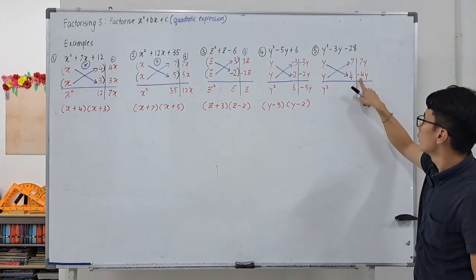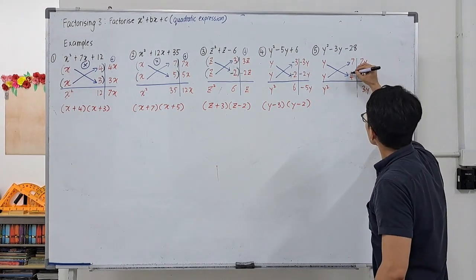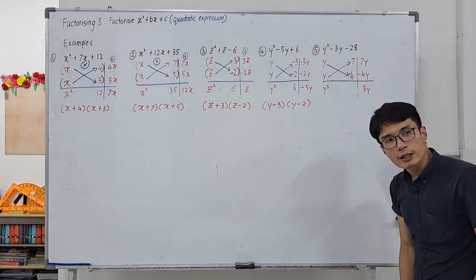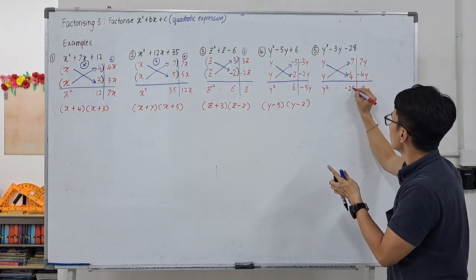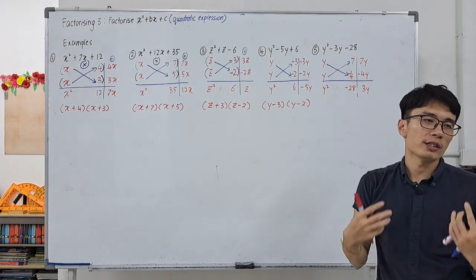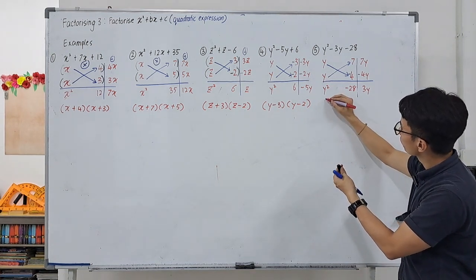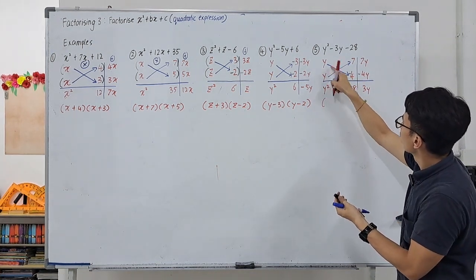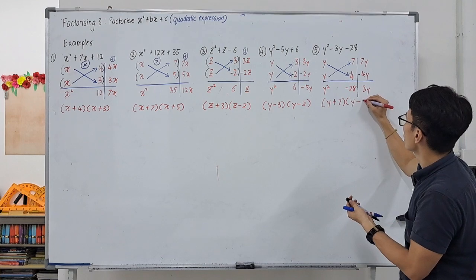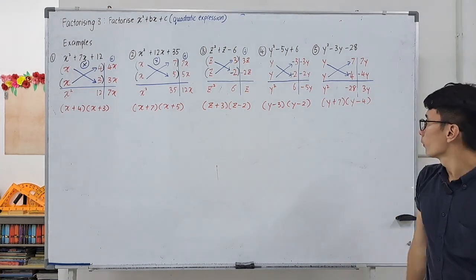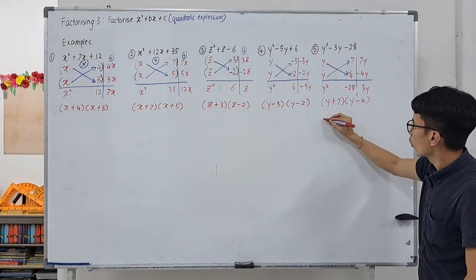So if I put a negative here, this 4 is going to be negative as well, right? So true enough, this times this will give me negative 28. See how the negative sign will reveal itself eventually? So what do I have right now? My final answer, following horizontally, is going to be y plus 7, and over here, y minus 4. I'm done.